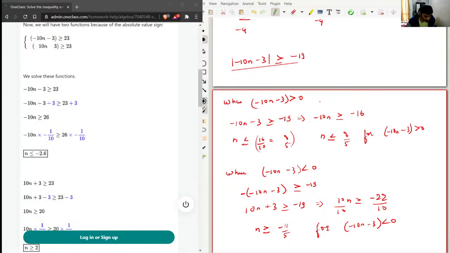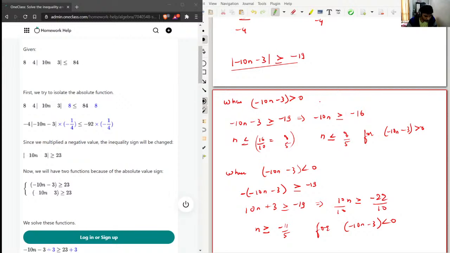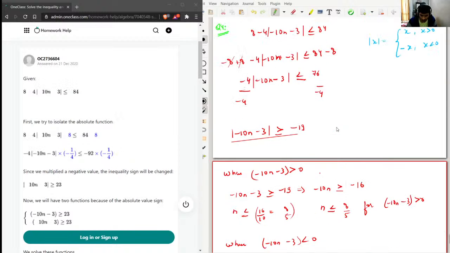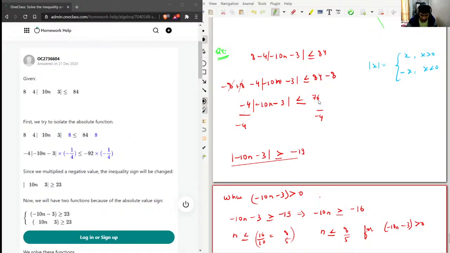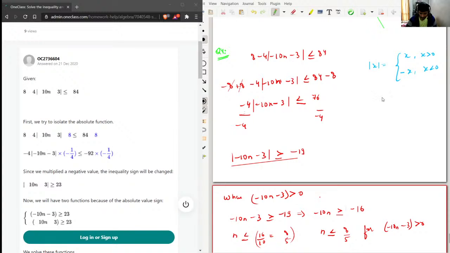So they have written this is just a minute. We had 84 here, this was 76, and we had to subtract 8 from both the sides. It was negative 84, I think. Oh god, this was negative 84.